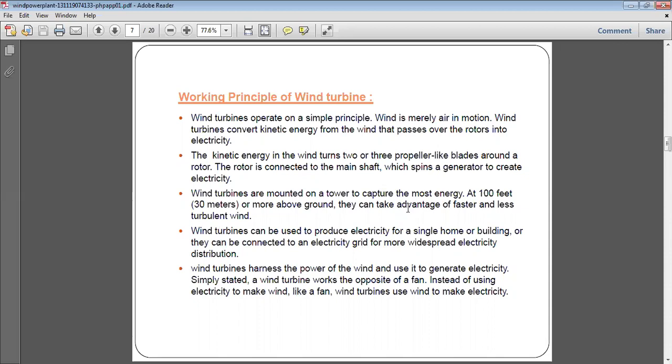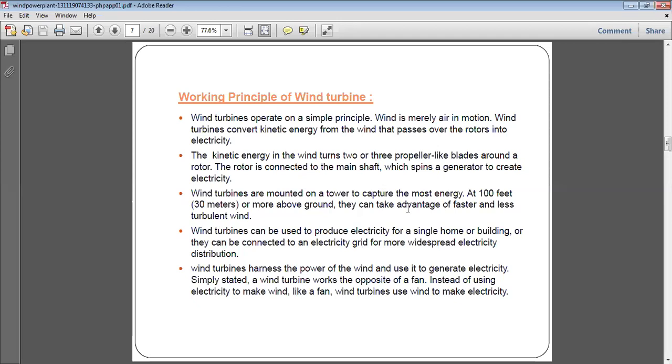They can take advantage of faster and less turbulent wind. As the height increases, the turbulence in wind also decreases. Clear? Normally, if we go about 30 meters above ground, we can take advantage of faster air, and that is also less turbulent wind.